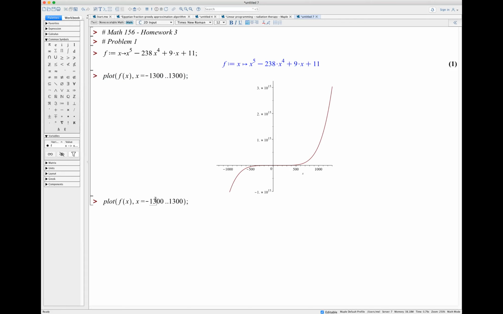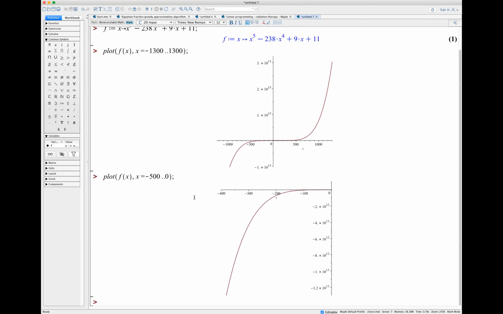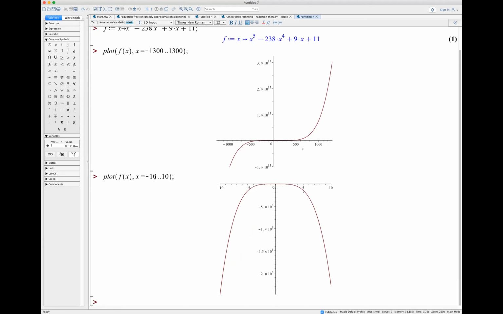Let's say we plot it from minus 500 to 0. Maybe minus 100 to 0. Yeah, it comes up. What's going on in here? Minus 30 to 0. Maybe minus 10 to 0. Minus 10 to 10. Well, is it crossing the x-axis or not? It's hard to see.